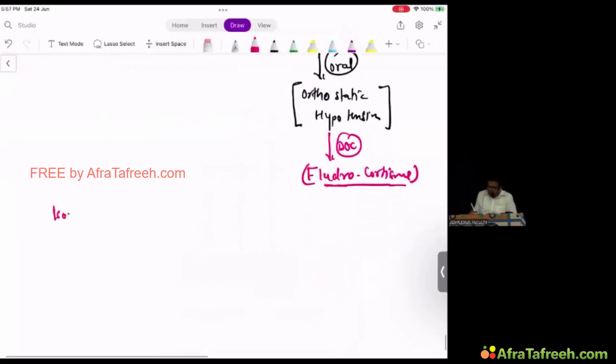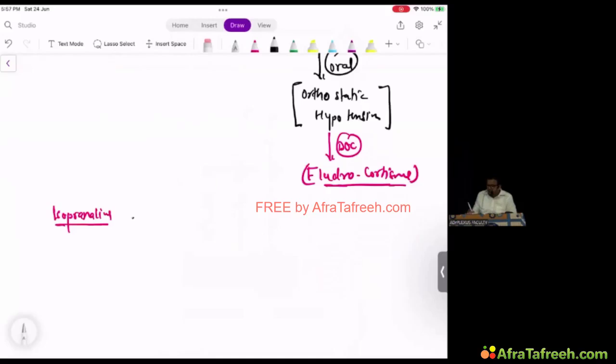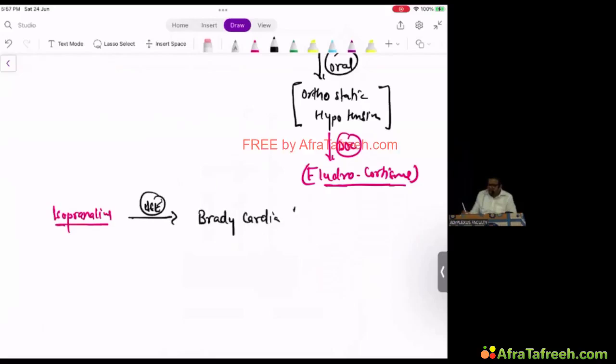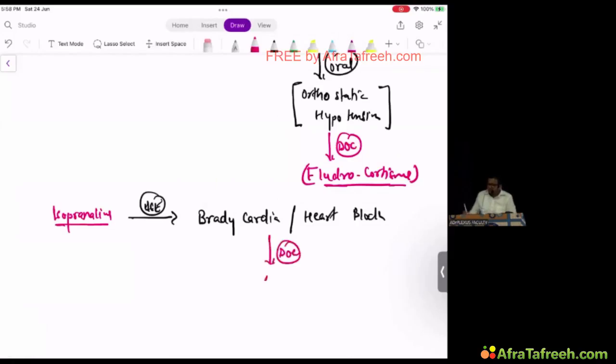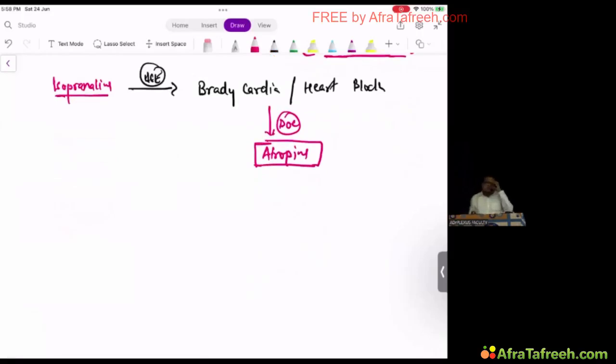Isoprenaline, I have already told you. Isoprenaline has practically only one use. It is used in cases of bradycardia or heart block. If you are asked what is the drug of choice for these situations, the drug of choice is again not isoprenaline. The drug of choice will be atropine. So there are two drugs available to speed up the heart. The best is atropine, second is isoprenaline. There are only two drugs to increase the heart rate.